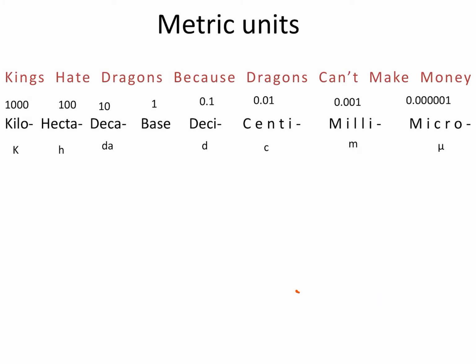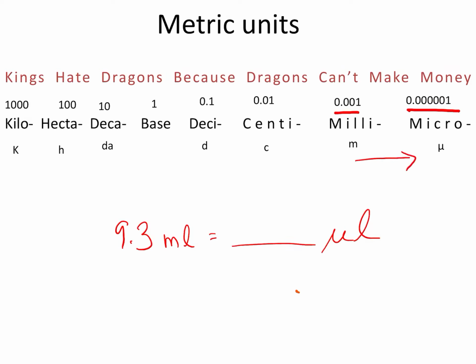All right, let's work another one. Let's go from milli to micro. So how about 9.3 milliliters equals how many microliters? Okay, so remember that this is not one decimal point, but it's 3 decimal points over to the right. So here's our decimal point, 9.3. We're just going to go 1, 2, 3. Fill in your empty spots. 9,300 microliters. All right.